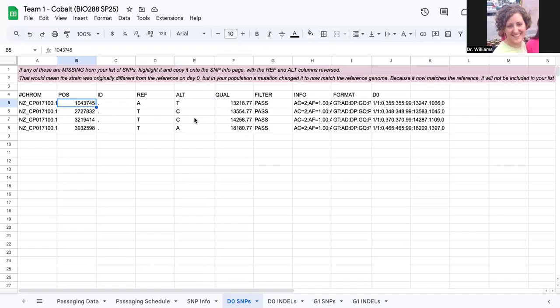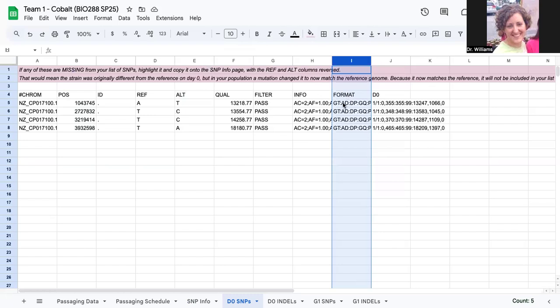The only other thing we're going to look at from this page is way over here. This column I says format, and it's telling you the formatting of the numbers in column J that are specific to your sequencing data. Again, the only one we care about here is AD, which is the second one after the first colon. AD stands for allele depth. This is what is going to tell you what percentage of your sequencing reads had this mutation.